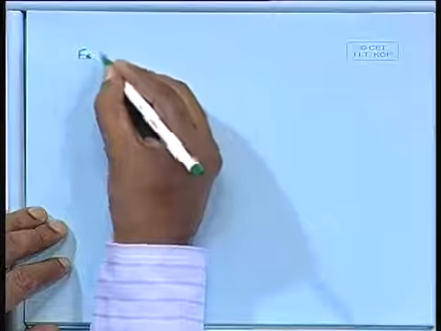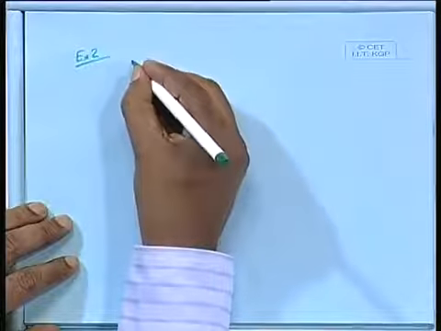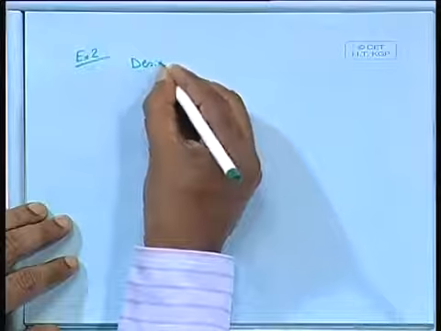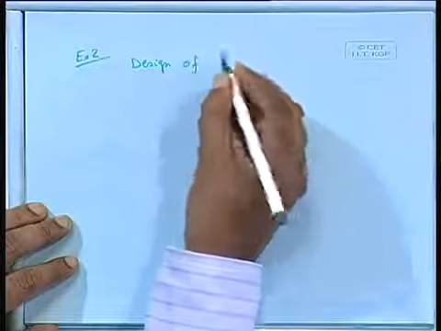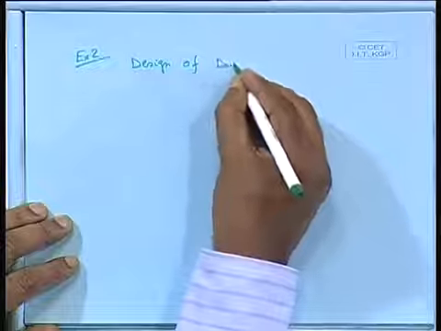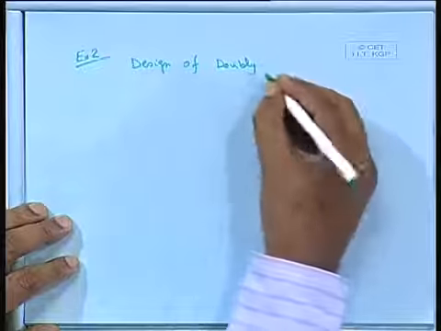The next problem, let us solve one. I think we have time. Example 2, design of doubly reinforced section.